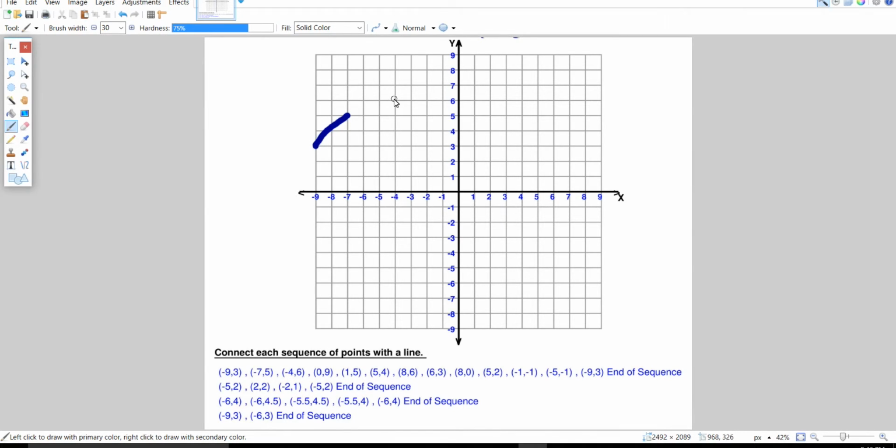Negative 4, positive 6. Plot our point, connect from there. 0, 9. This one's a bit tricky and sort of goes directly against the example that I brought up earlier of running and jumping. It says 0, 9. What it wants us to do in this case is actually not run.